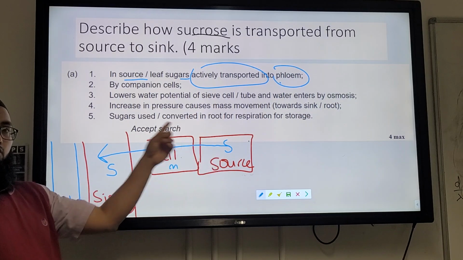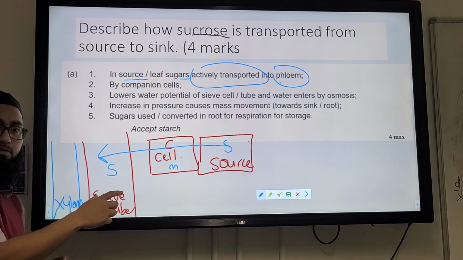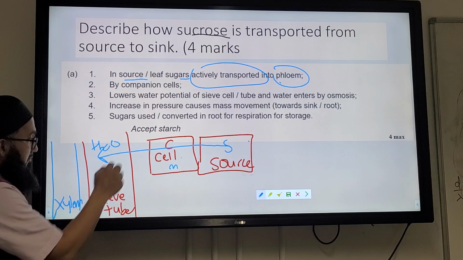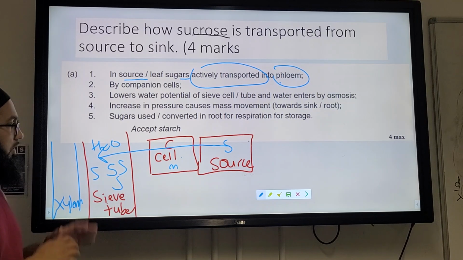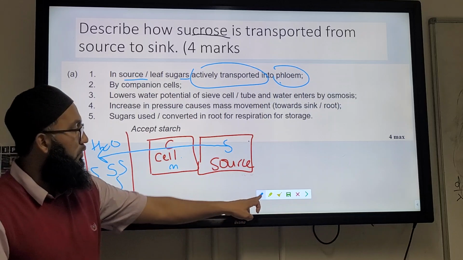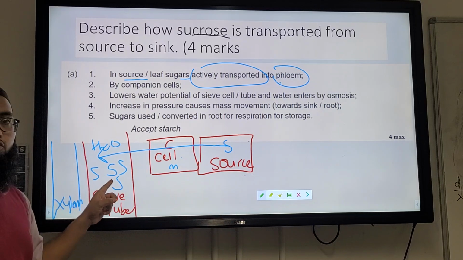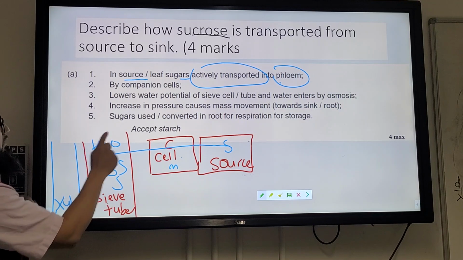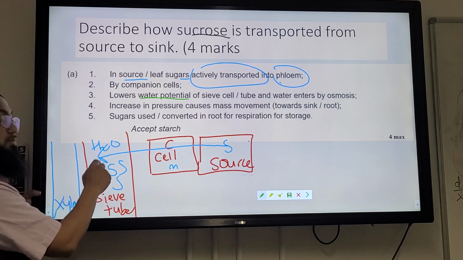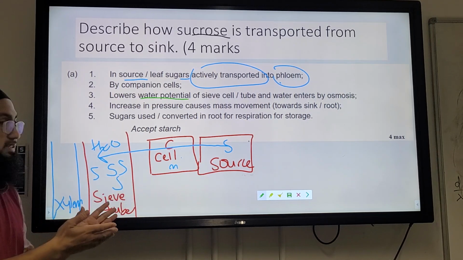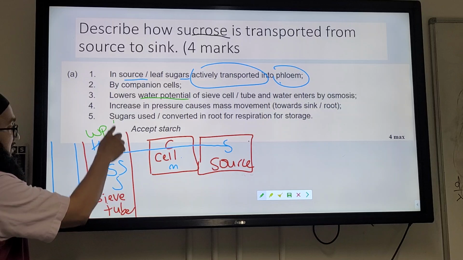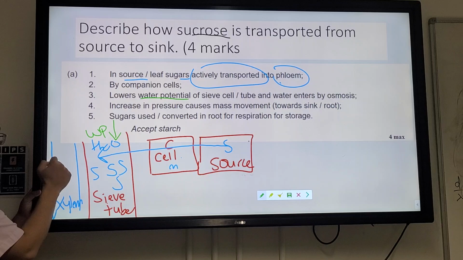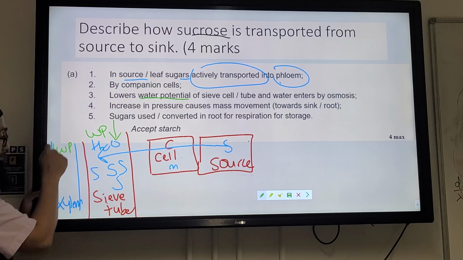Why? Active loading. In the sieve tube there is also water. There's water everywhere, to be honest. So there's water here and lots and lots of sucrose. What do you think is happening to the water potential in the sieve tube or the phloem? Is it decreasing or increasing? Correct, the water potential in the sieve tube is decreasing. Next to the sieve tube, what do you have? Xylem. Good. The xylem has water as well, but the water potential in the xylem is really high now.